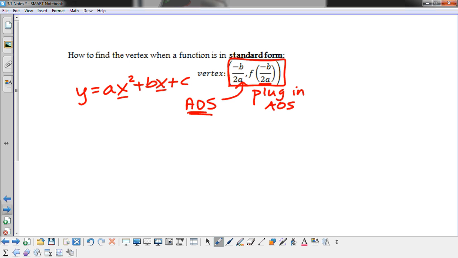So we'll try that with a few examples here. And you'll notice on these examples, there's a little table, an XY chart to the left. That's the best way to make an accurate graph with these, okay? So we'll make the table shortly once we find the vertex.